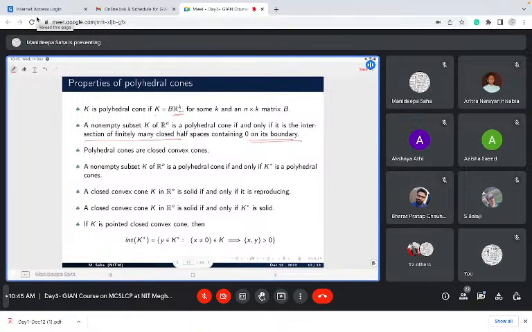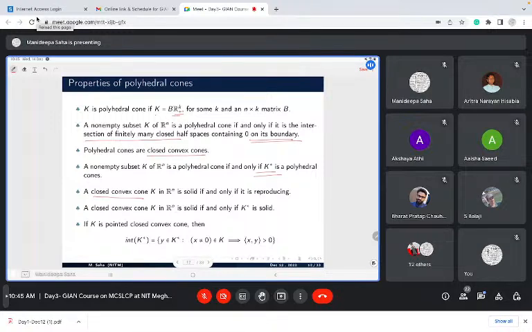And next, the polyhedral cones are closed convex cones. One can easily check that. And if we see the characterization of the polyhedral cone in terms of its dual, it says that K is polyhedral if and only if its dual is also a polyhedral cone. And we say that this is also another one, reproducing, closed convex.